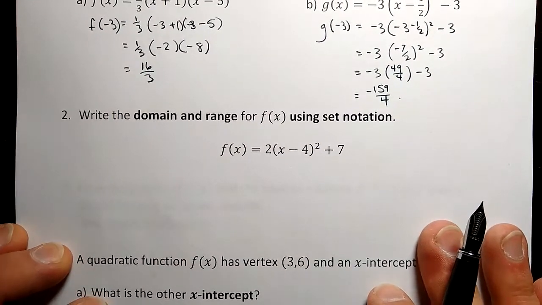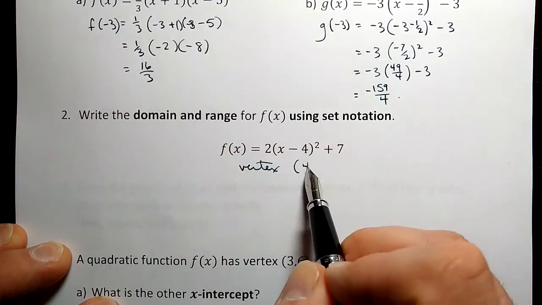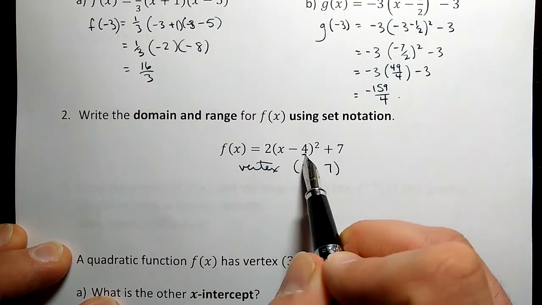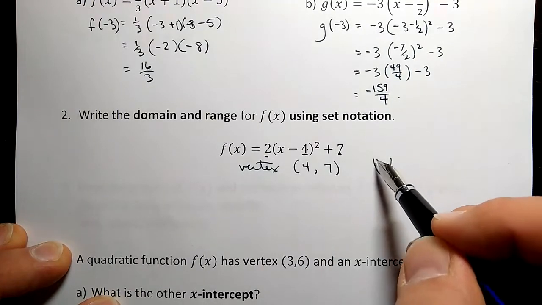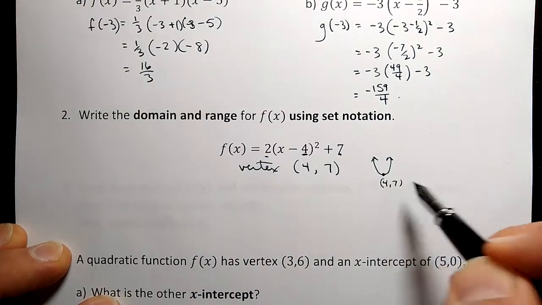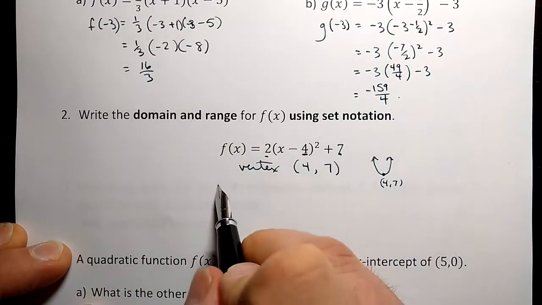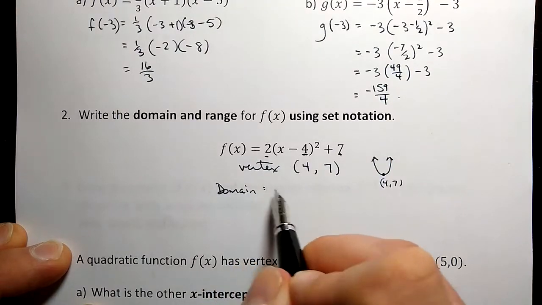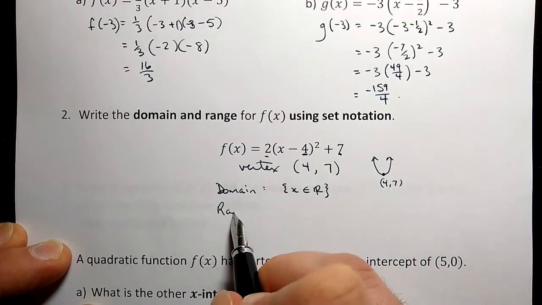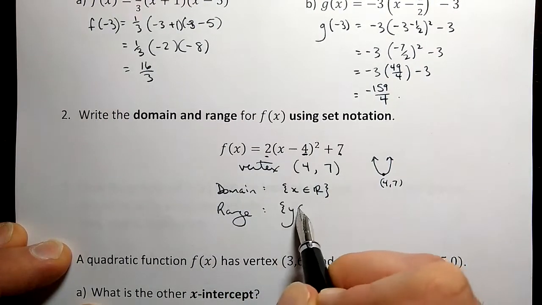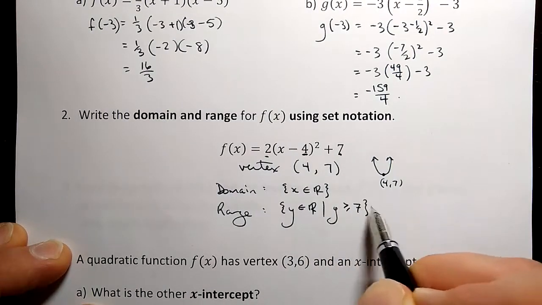Write the domain and range for f of x using set notation. So this has a vertex of +4, +7 from here and here, and it opens up. So from 4, 7, we know that we're going to get y values from 7 on up and nothing below 7. And the domain for every quadratic is the set of all x values that are real numbers, and the range then, y values that are real numbers as long as y is greater than or equal to +7.